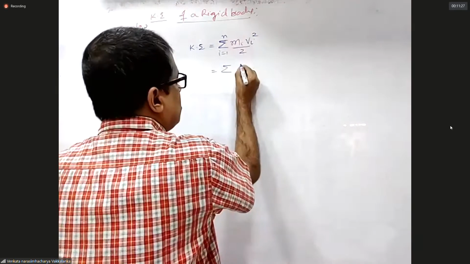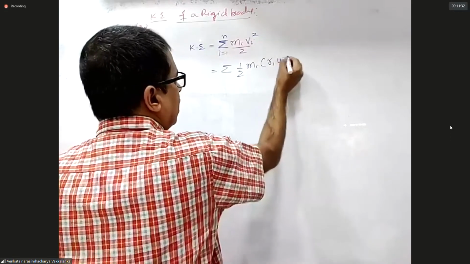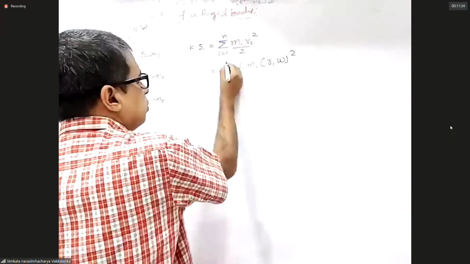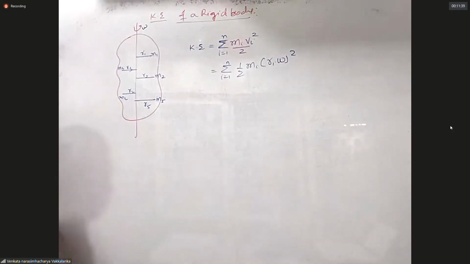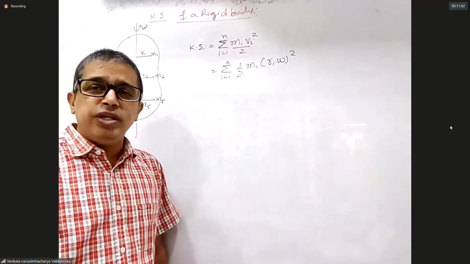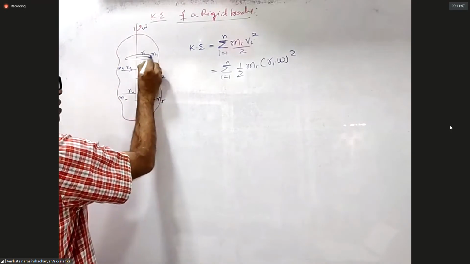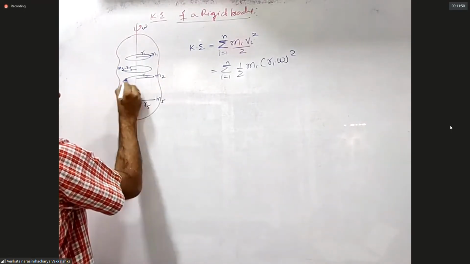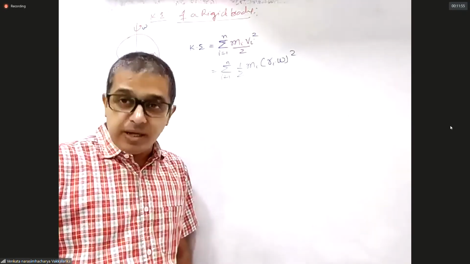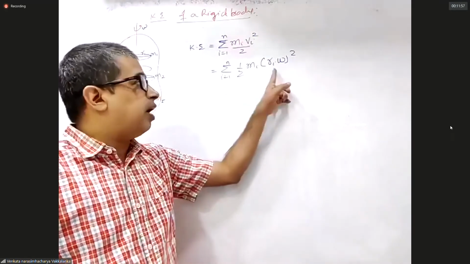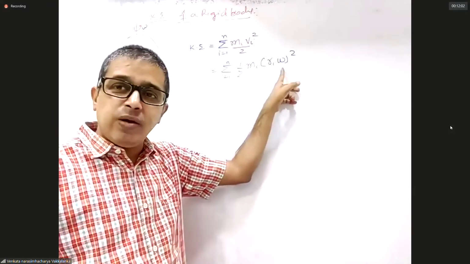Now vi will be ri into omega, whole square, i goes from 1 to n. See if you are convinced with what I have done. Every particle will be moving perpendicular to its radius when the body is rotating; each is going in a circular track. So v will be r omega. But you played it smart here: vi you wrote as ri omega.